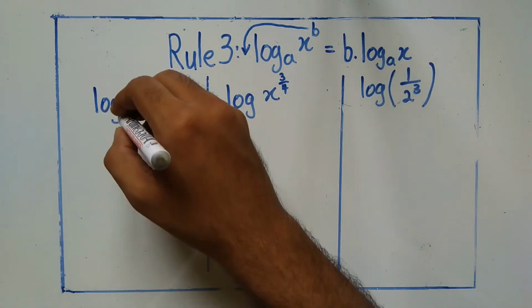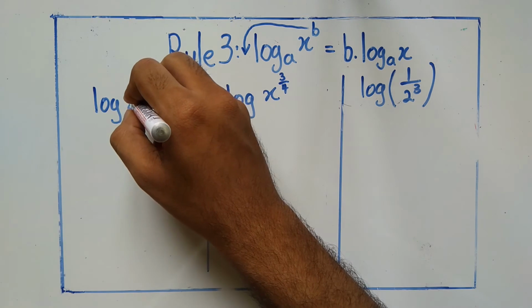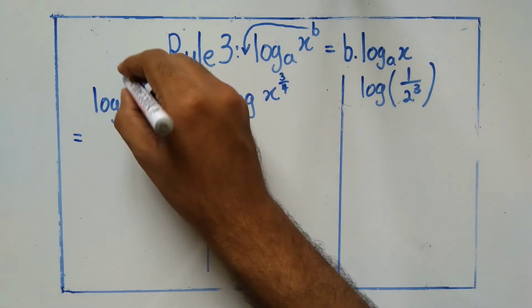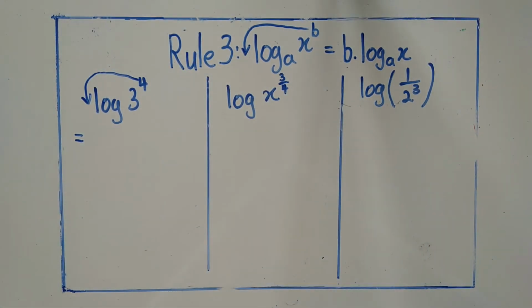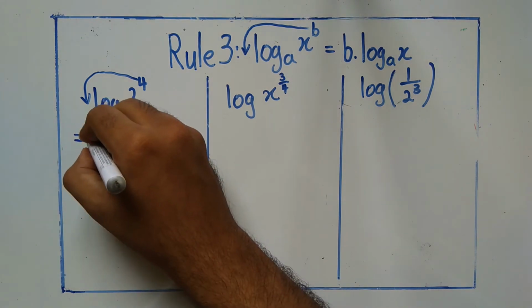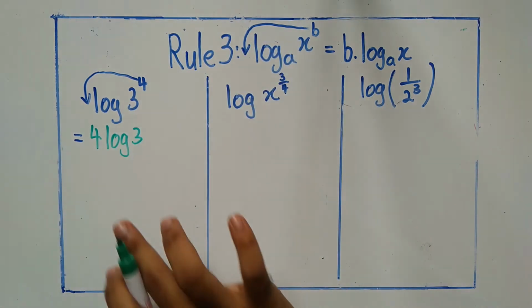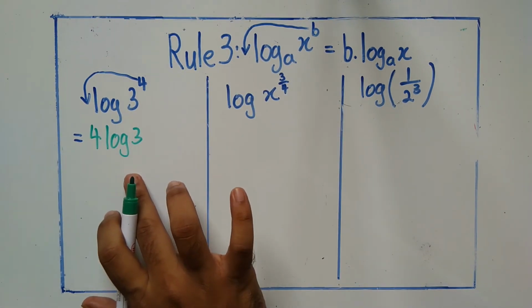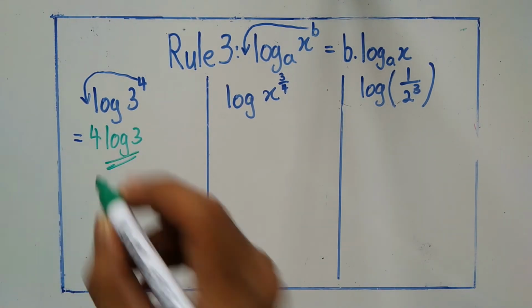Here in the first example, we have log base 10 of 3 to the power of 4. We can simplify this by putting 4 to the back of the equation, and we will get 4 log 3. You can use a calculator to obtain the decimal value of 4 times log 3, but I will leave it as it is.